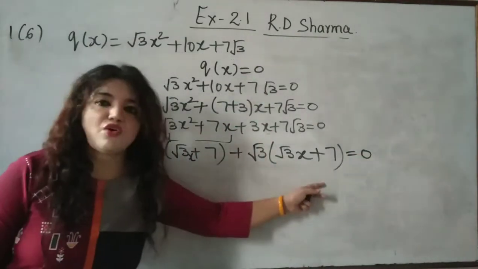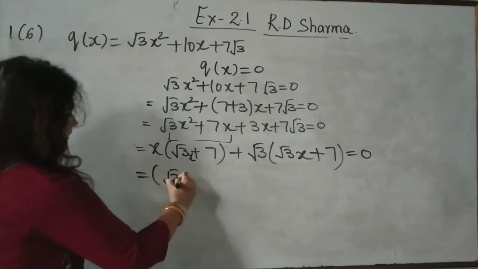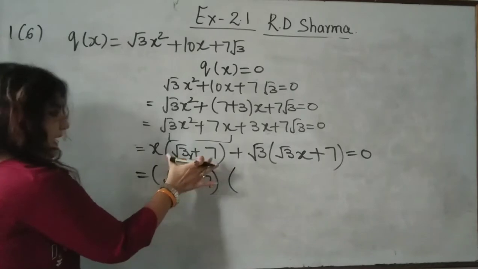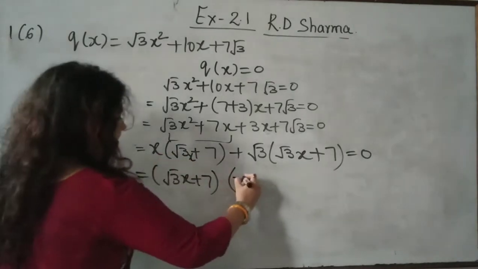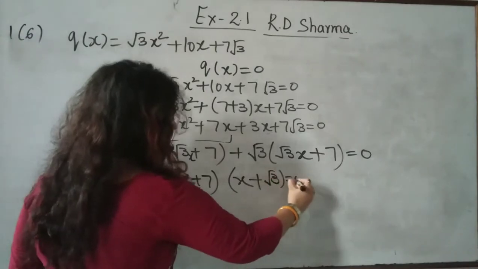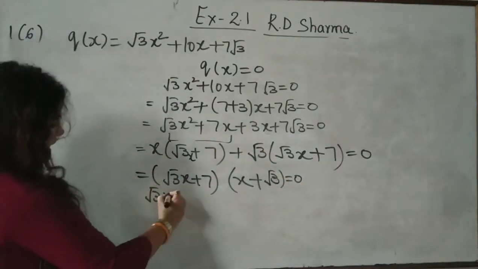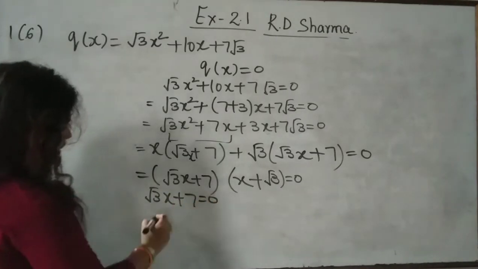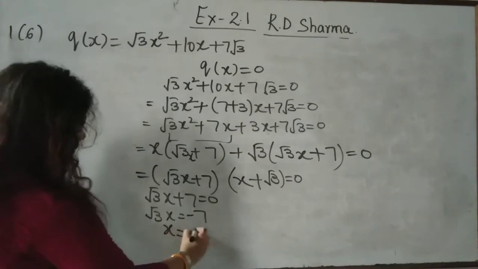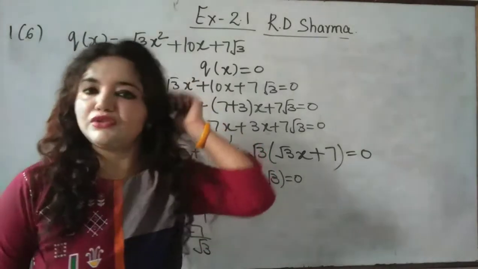So now what is common in whole? Under root 3 x plus 7. ये हमारा common दिख रहा है. So now we will write under root 3 x plus 7 common ले रहे हैं वैसे. तो यहाँ पे क्या बचता है? We are left with only x plus और यहाँ पे root 3 is equal to 0. Okay, so now under root 3 x plus 7 is equal to 0. So that means under root 3 x is equal to minus 7. X is equal to minus 7 upon under root 3. Clear ना? कोई doubt तो नहीं?